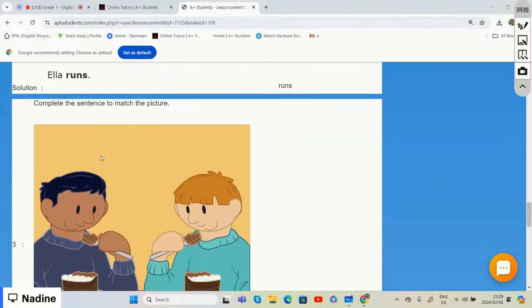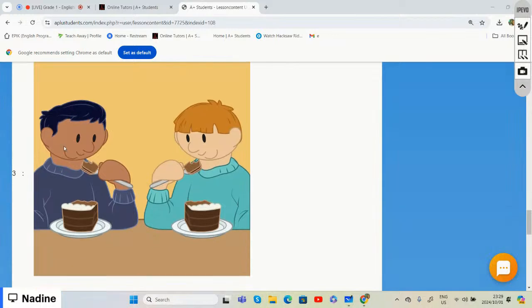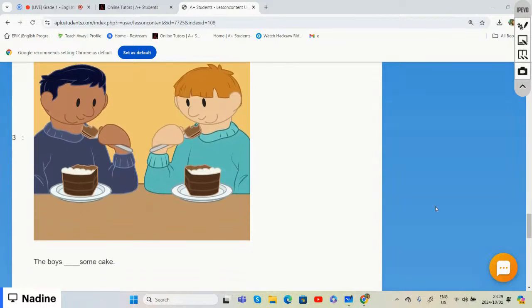And let's look at the next one. If we look at the two pictures, it says the boys some cake. What are they doing? The boys some cake. So what are the boys doing? We need to say what the boys are doing.